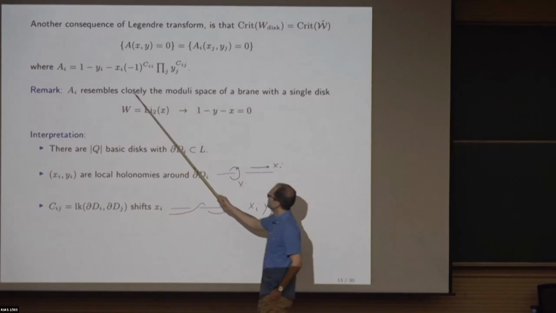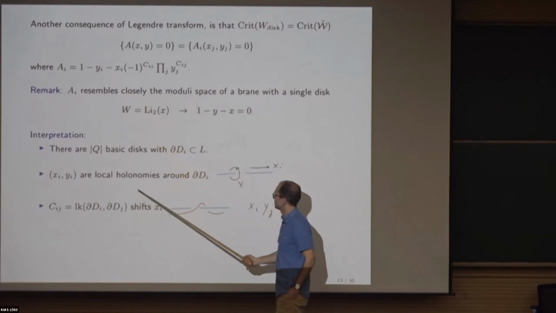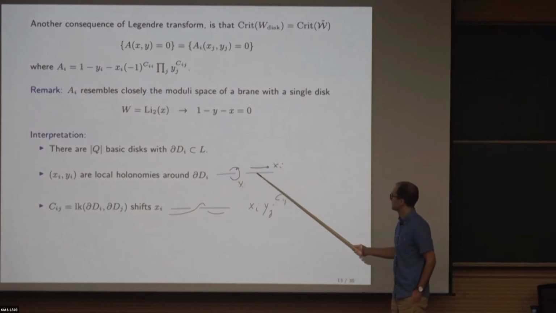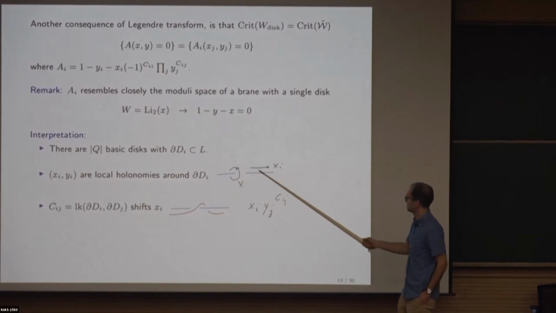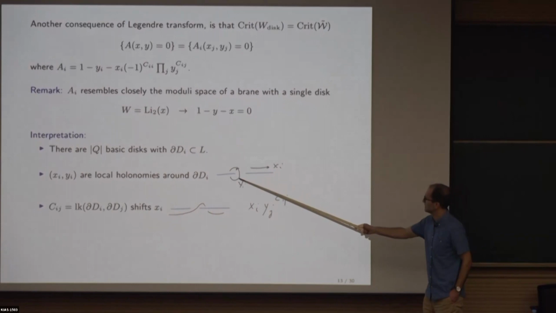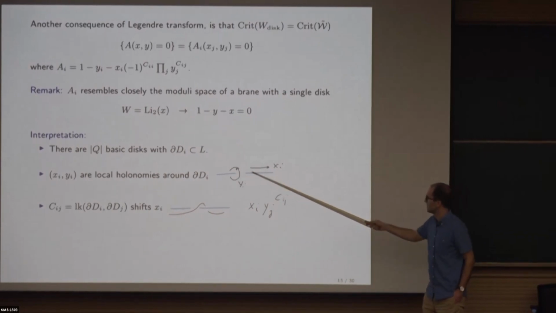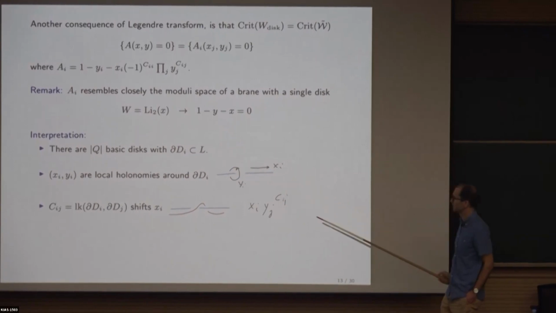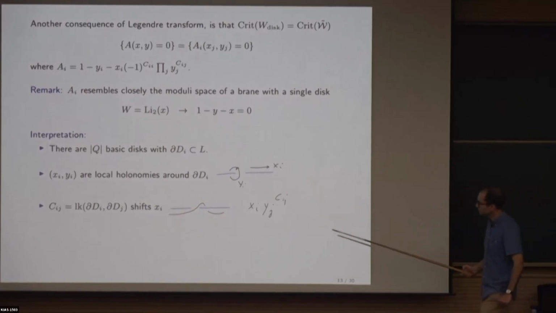Then these variables, x_i and y_i, should be thought of as the local holonomies around the boundary of the disk. So that, in blue, is the boundary of the disk. x_i is the Wilson line, or the holonomy of the connection around that boundary, and the y_i is the holonomy that links it.